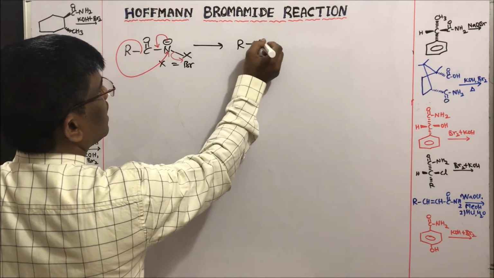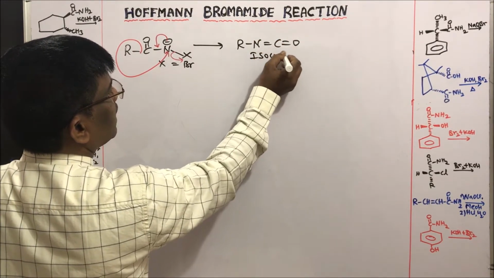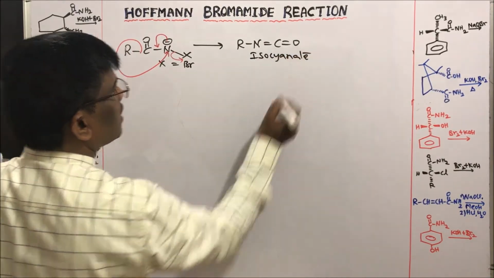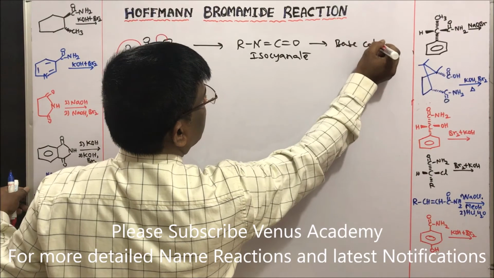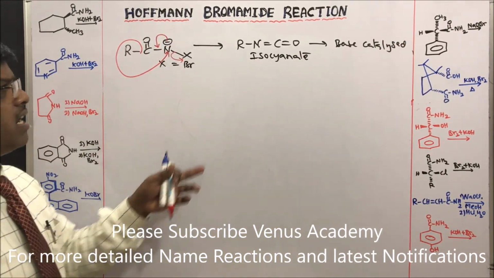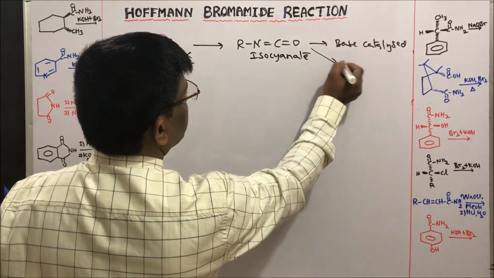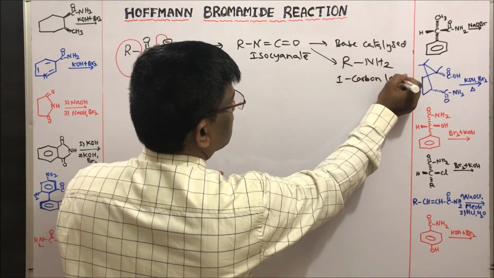R-N=C=O, isocyanate. This is the common intermediate. This base catalyzed reaction is known as the Hoffman bromide reaction, which gives an amine with one carbon less.